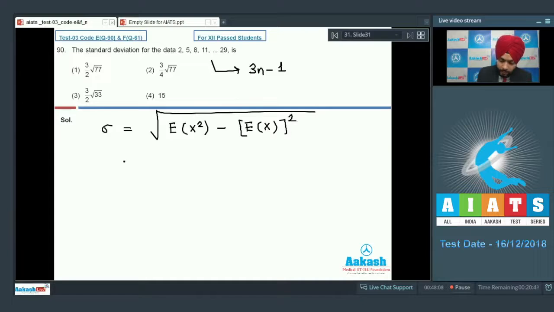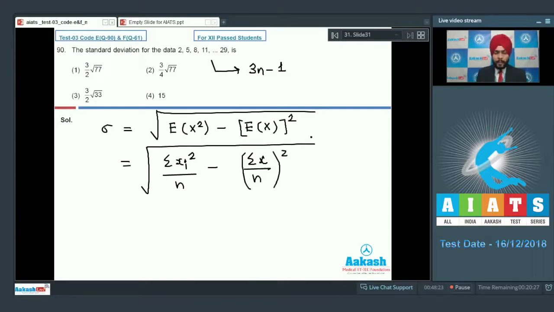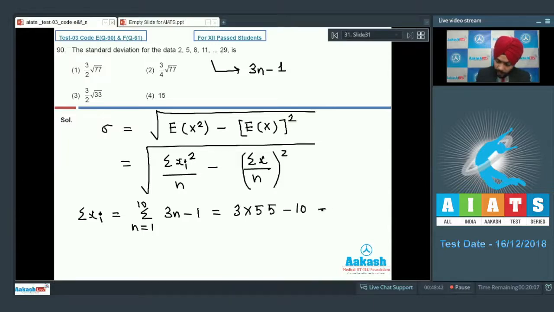That means sigma xi square upon n minus sigma x upon n whole square, and then under root. Now let us apply summation separately and then we'll put the values over here in the formula. Sigma xi, that means sigma n from 1 to 10, 3n minus 1. That is 3 into 10 into 11 by 2 minus 10. So 3 into 55 minus 10, and that is 155.